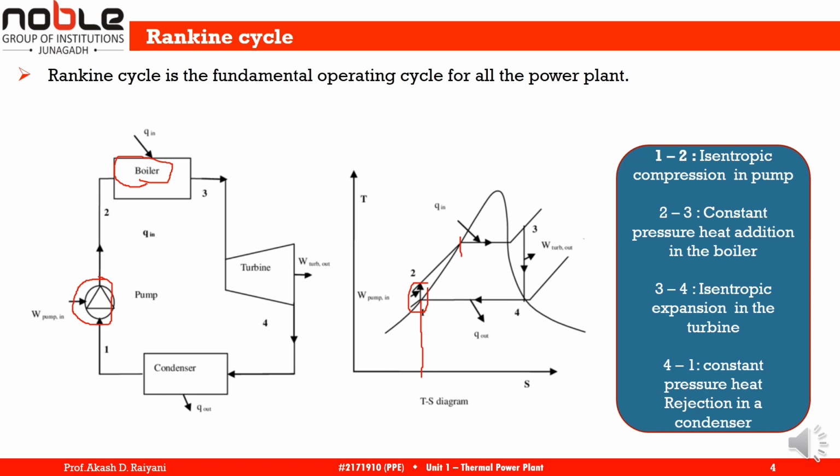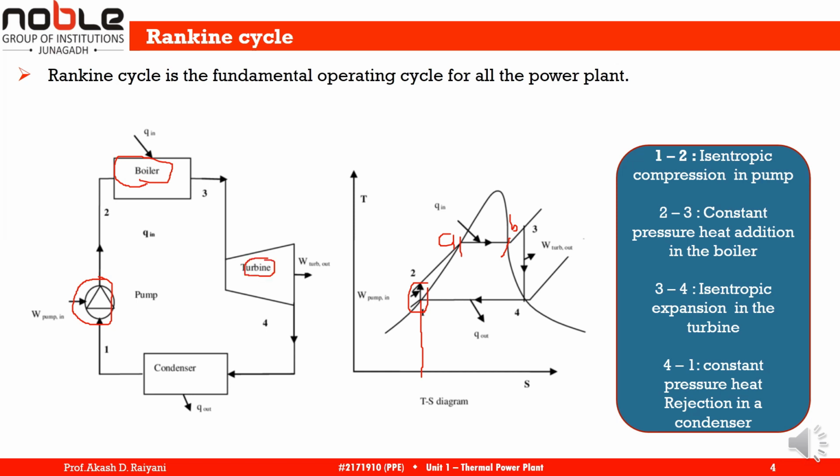If we mark point A and point B on the saturation curve, then there are 3 processes. During the 2 to A process, sensible heat is added and during this process, temperature is increasing. During the A to B process, only phase change takes place and temperature remains constant. So, it is a latent heat addition process. During the B to 3 process, if we further add heat in the boiler, then it is converted into superheated steam.